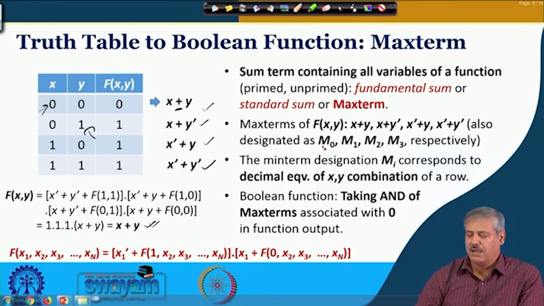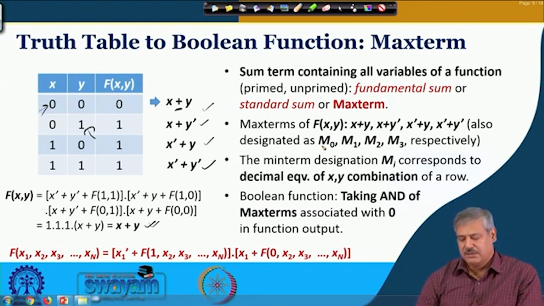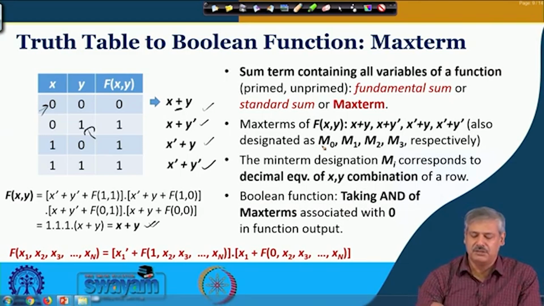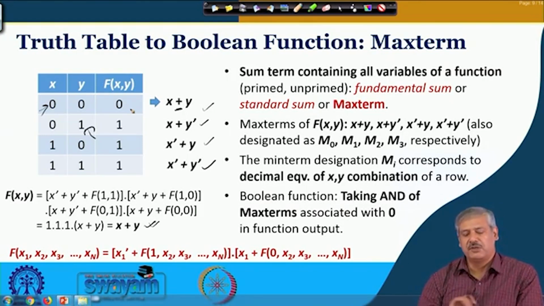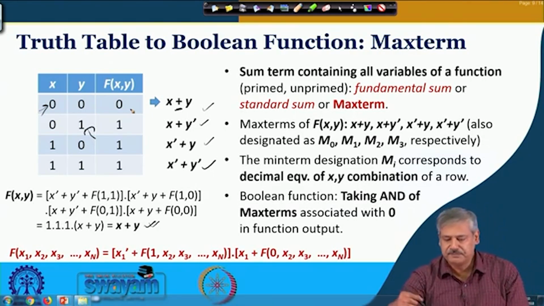And the final expression we get for this particular truth table is just by taking the product, taking AND of all the max terms that we have got for a particular function, where each function output containing 0 generates, for that particular combination of the input, a specific max term. Clear?